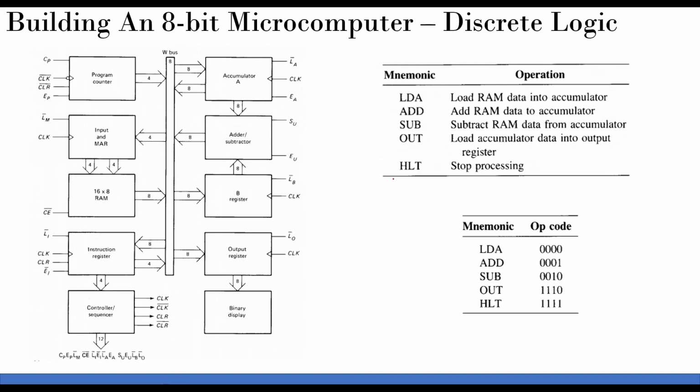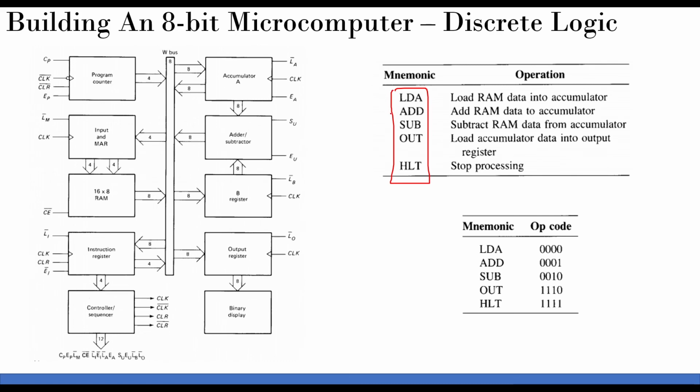HLT means stop processing. So when you encounter HLT, it's like a break, right? You stop there so that the program won't execute further. Just put a halt to the execution of the program. So that's the HLT. Now this is assembly language, but computers don't understand this, right?